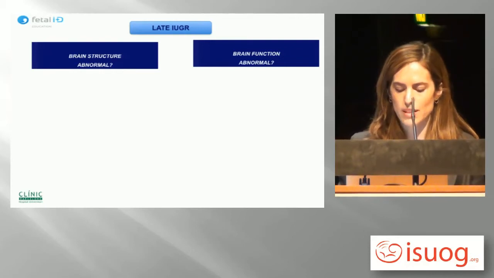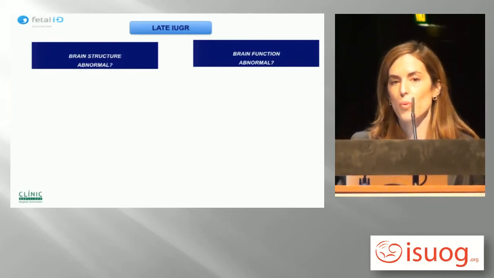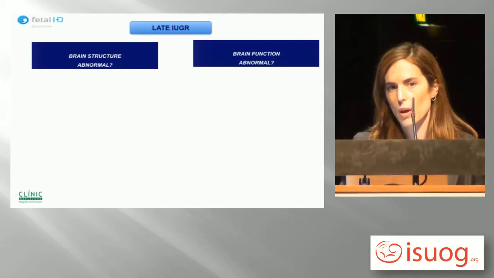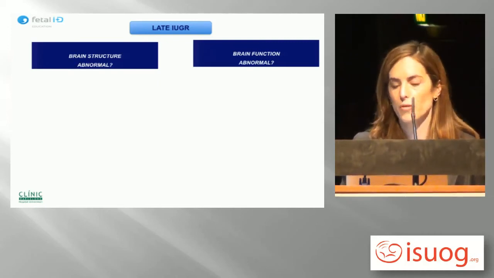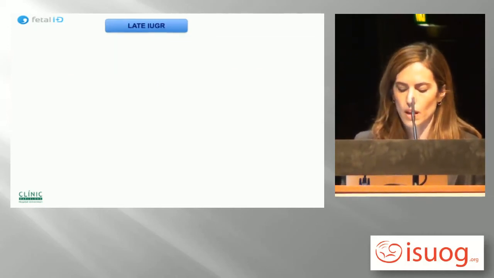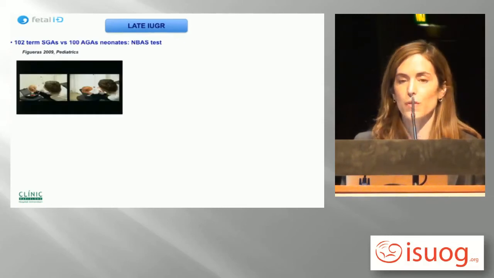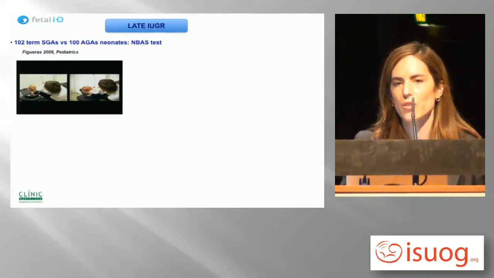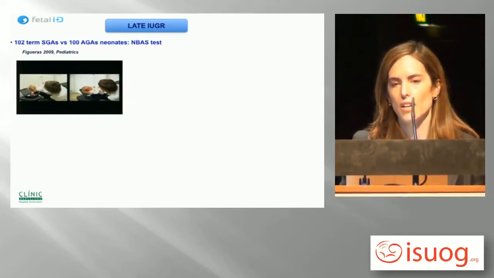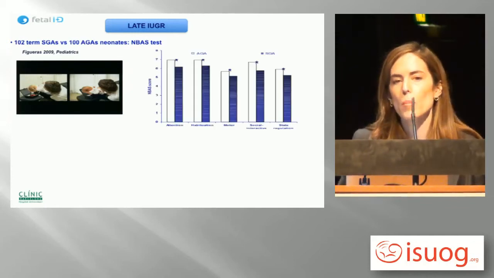Are SGA babies having a different brain structure? Are SGA babies having different brain function? Well, in order to answer the first question, we conducted this study in which we recruited 100 SGA babies. These were babies that were born with a birth weight below the 10th centile with a normal umbilical artery Doppler. And we compared them with 100 babies that were born with a normal birth weight.